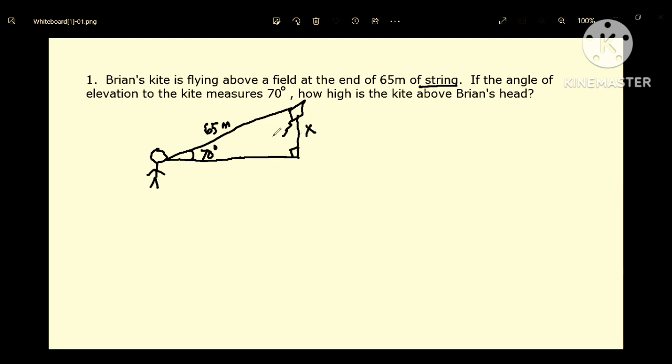So that is the opposite over the hypotenuse, which is the sine function. So sine 70 degrees is equal to x over 65. Now, to solve for x, we simply cross multiply. So x is equal to 65 times sine of 70 degrees. Now, by using your calculator, this is equal to 61.08 meters. And that's it.